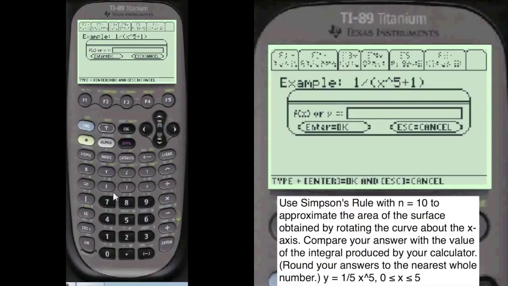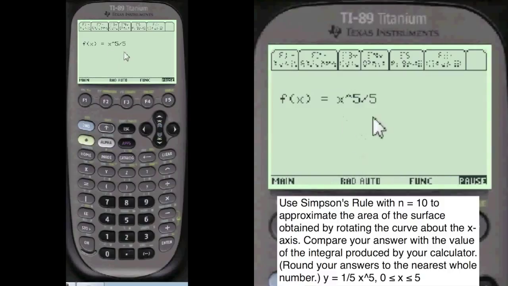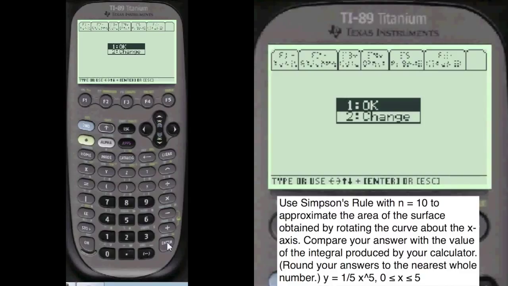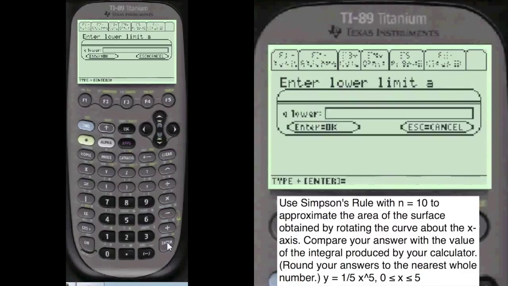Alpha, 1 divided by 5 times x to the 5th power. I always show you what you've entered. Change it if you want. I say it's okay. We're going to add the limits.